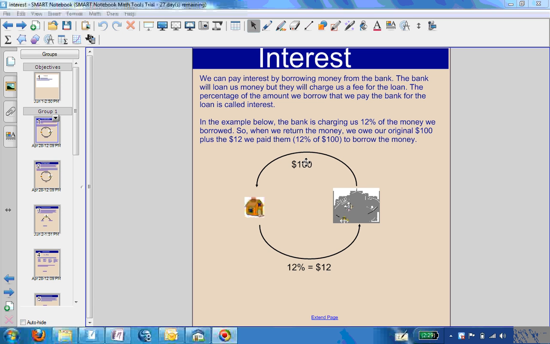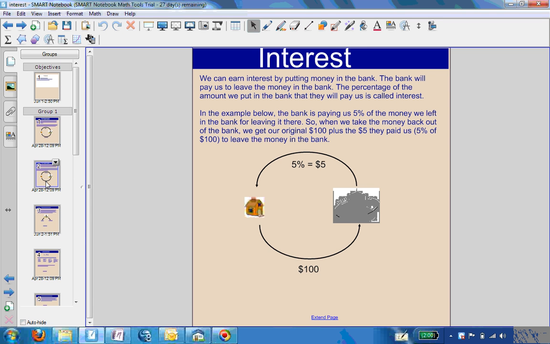So when we borrow this $100, at the end of the time that we have to pay it back, we're going to have to pay $12. So we actually end up owing $112 when we borrow $100. So the $12 is called the interest.